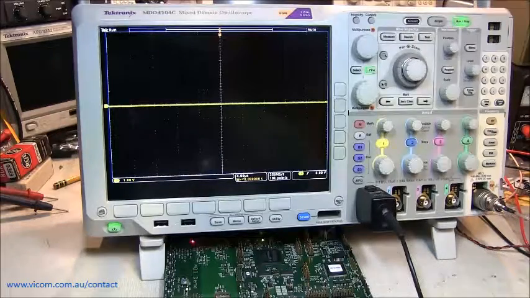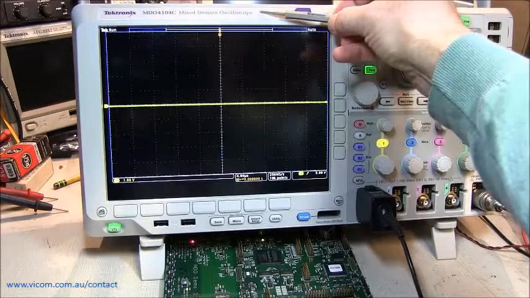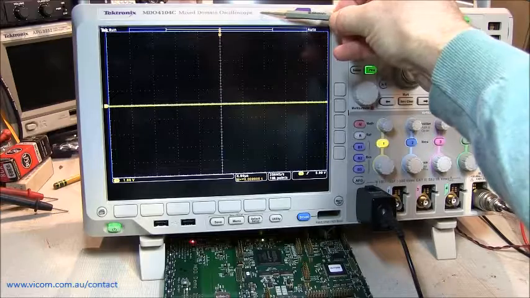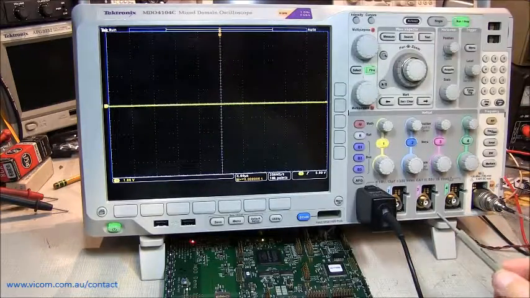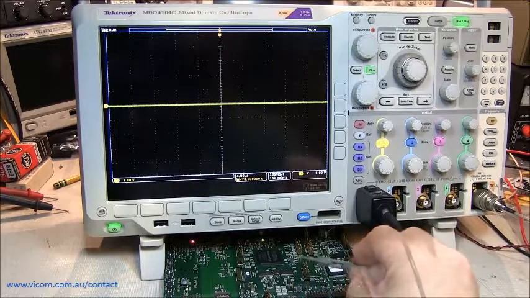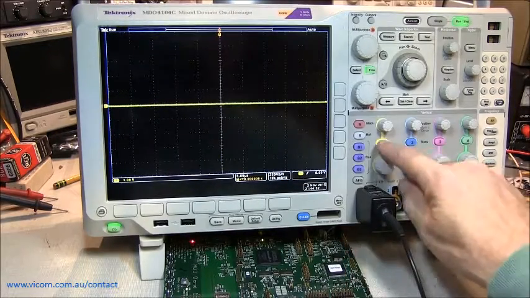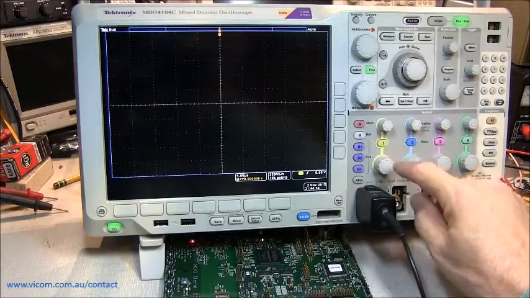In this video, we're going to show how the Tektronix MDO4000 mixed domain oscilloscope can be used to track down the source of a low duty cycle transient RF emission from this circuit board. The transient RF emission we're looking for lies between 100 and 200 megahertz.